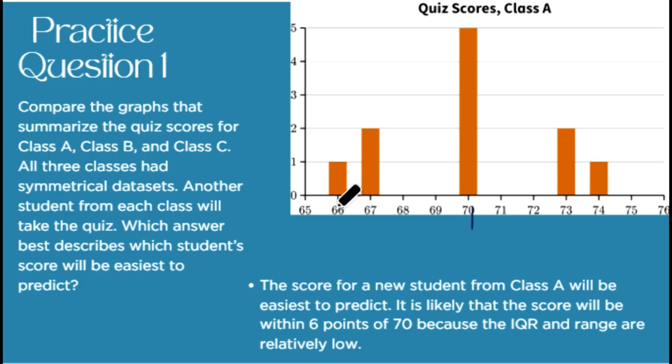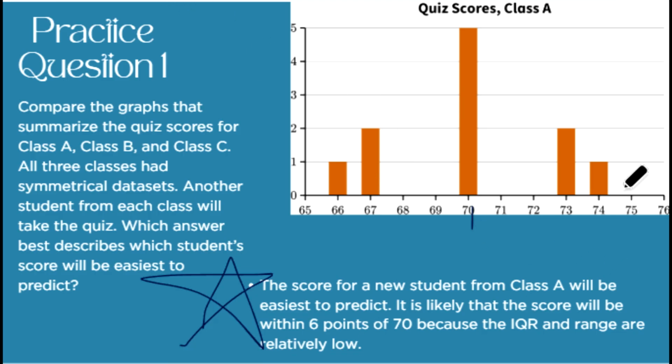1, 2, 3, 4, 5. Okay. 1, 2, 3, 4, 5, 6. Okay. It's gonna be within that because everybody's scores are within that. So this one makes the most sense to me without even figuring out what the IQR and range are. But let's figure it out just to be sure.